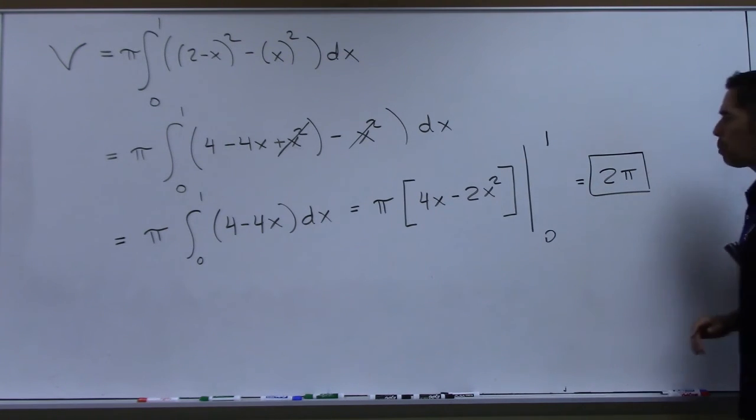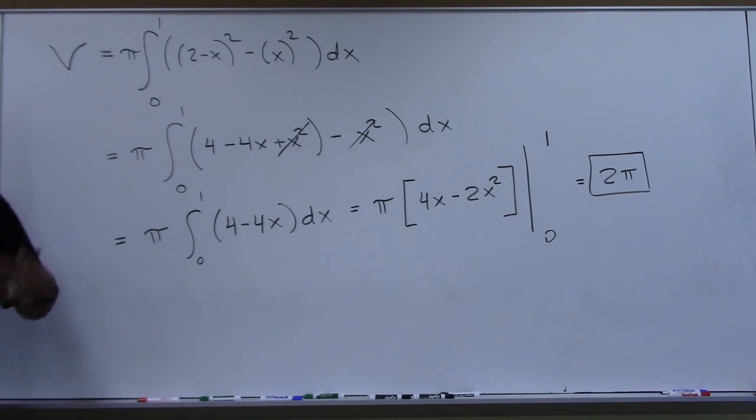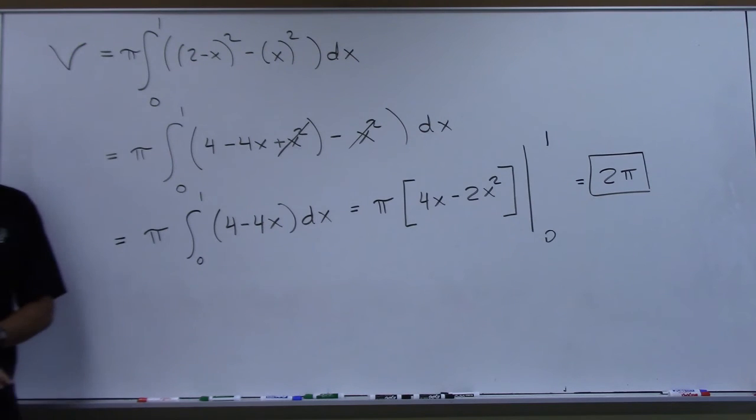Okay. The volume of the solid would be 2 pi. And then whatever units you're in, feet, meters, it would be cubic feet, cubic meters, whatever the unit is.